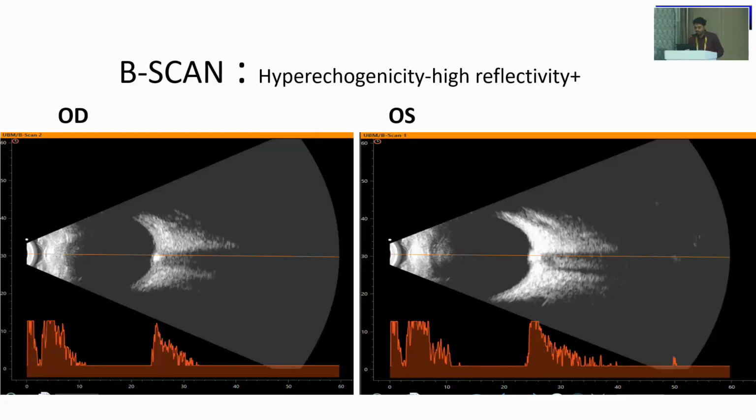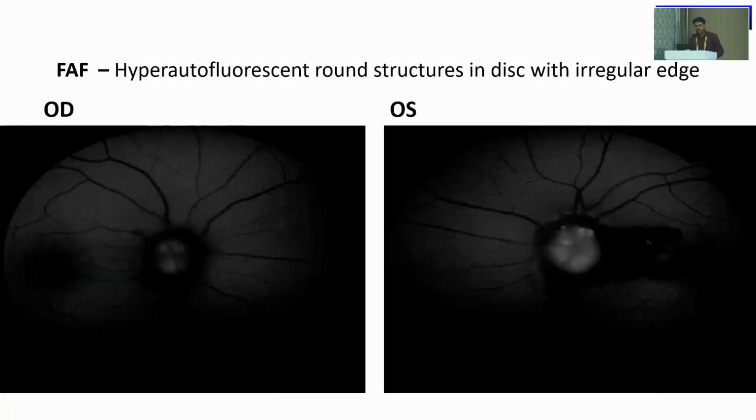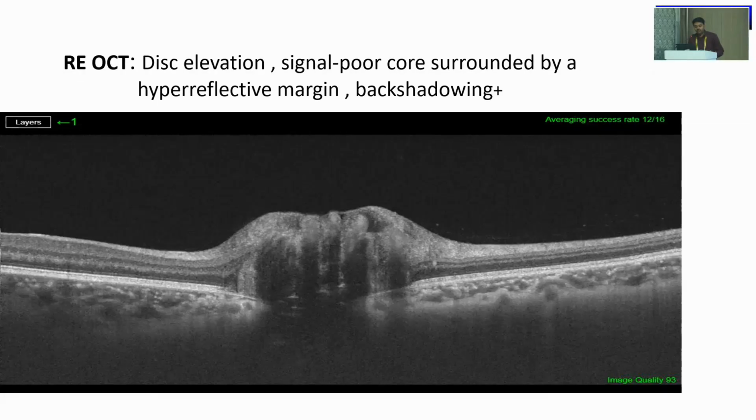reflectivity. Also, fundus autofluorescence showed hyper autofluorescent round structures in the disc with irregular edges in both eyes, which were more significant in the left eye. And right eye OCT of the disc showed disc elevation with a signal poor core surrounded by a hyper reflective margin, and backshadowing was noted.